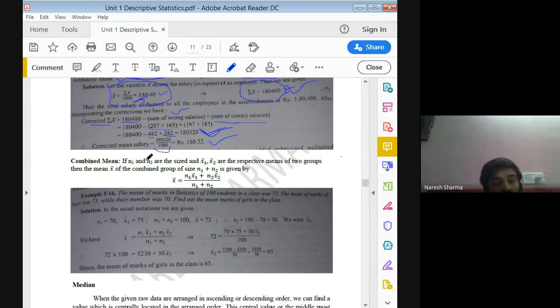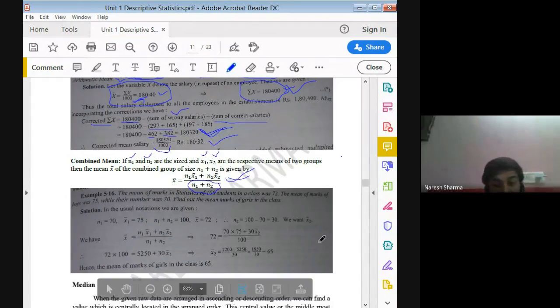The formula says if n1 and n2 are the sizes, in our case the number of boys and the number of girls, and the corresponding means are given to us, suppose x1 bar, x2 bar. For the combined mean, the formula says n1 into first mean plus n2 into second mean, divided by the total, which is n1 plus n2. So this is the formula for combined mean. We can solve this with one example.